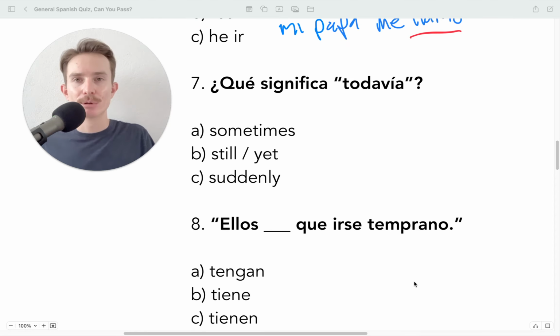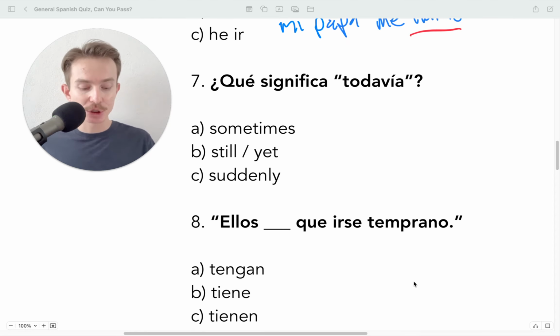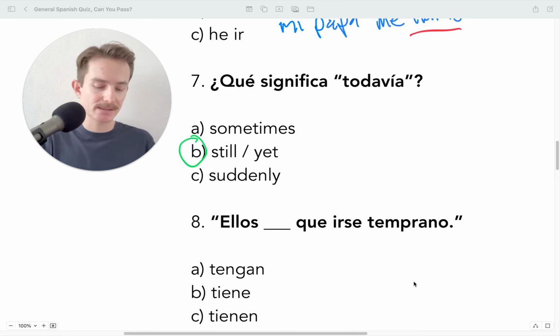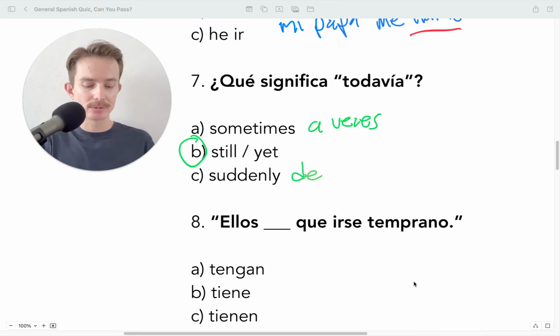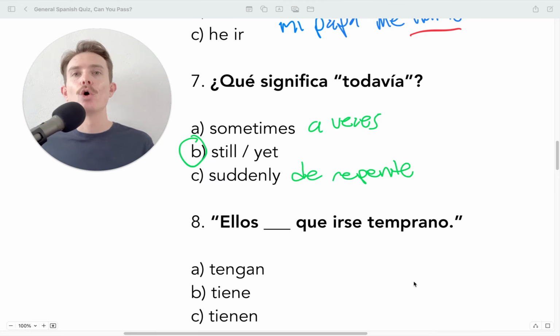Okay? Número 7. ¿Qué significa todavía? Sometimes, still or yet, or suddenly. Todavía, in this case, means still. Sometimes would be a veces. Suddenly would be de repente. And todavía would mean still or yet. So for example, todavía te amo.